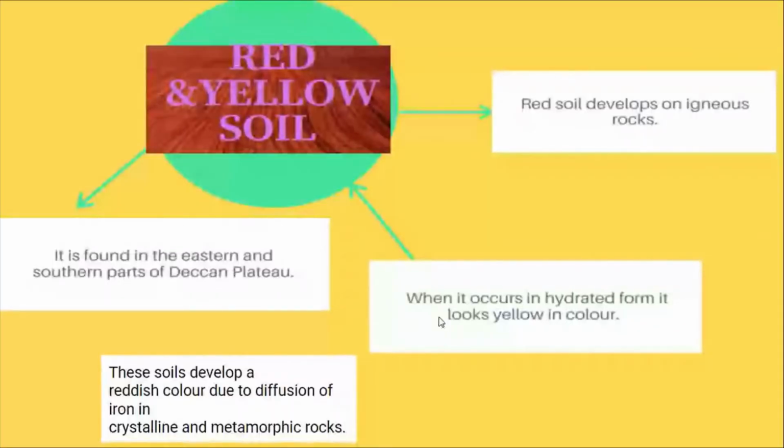Now red and yellow soil. They develop on igneous rocks. In hydrated form, it looks yellow in color, and it is reddish in color due to diffusion of iron in it. Very, very important 1 mark question, okay, guys. Why do red and yellow soils develop a reddish color? Due to diffusion of iron in it. Okay. It is found in the eastern and southern parts of the Deccan Plateau.